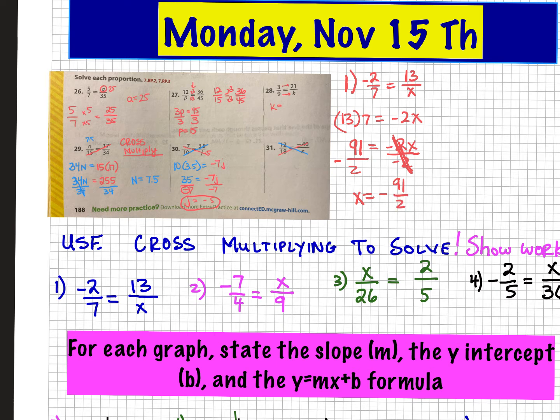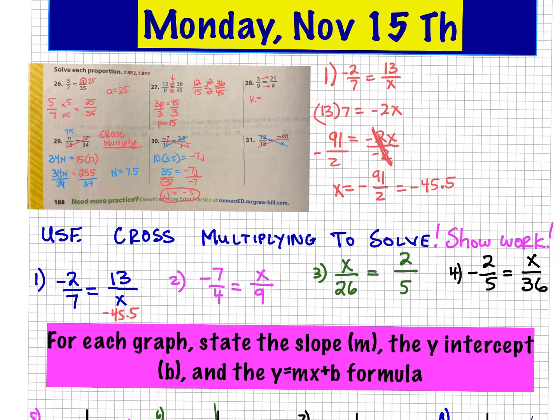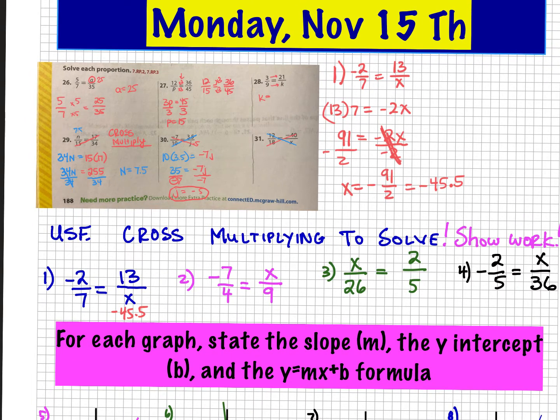But it's kind of weird to put a fraction in a fraction. So you could do the decimal of this, which is -45.5. I could ask Alexa, but that's what it is. So down here, x is -45.5. So -2 over 7 equals 13 over -45.5. Ugly. So number 2, 3, and 4 will also have ugly answers. See if you can figure them out. Use your calculator, cross multiply, and see what those could be. This is a skill that we'll use down the road a little bit. Okay, good luck on those.